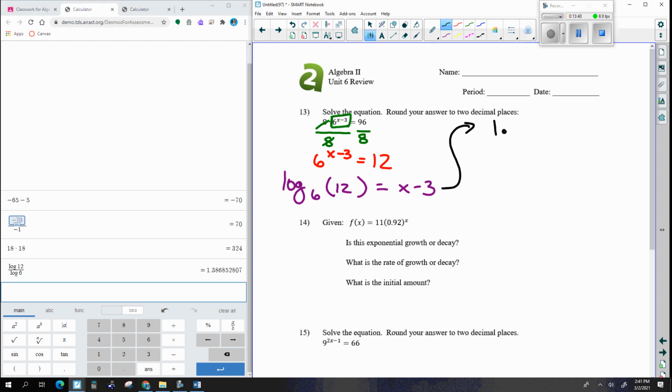So that comes out to be 1.38685, something like that, is equal to x minus 3. If I need to solve for x, I obviously have to add 3. So adding 3 would be 4.39 to two decimal places.